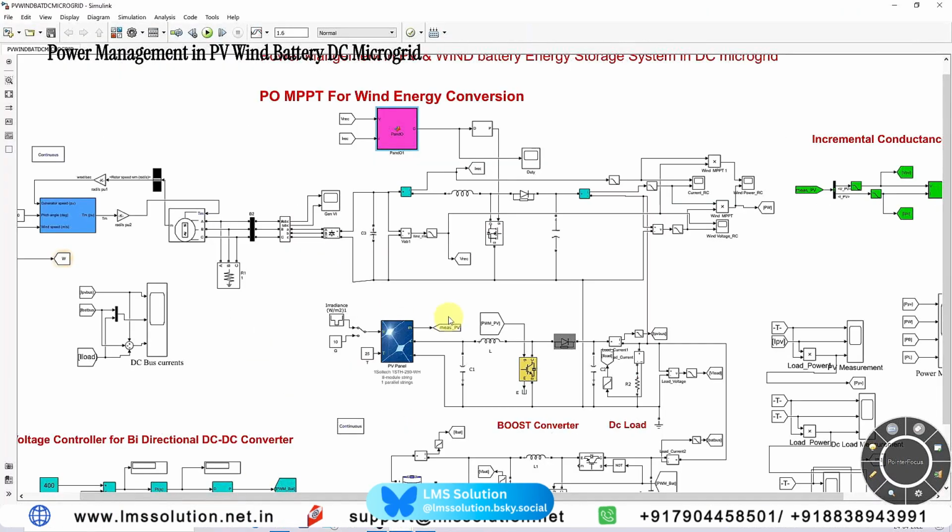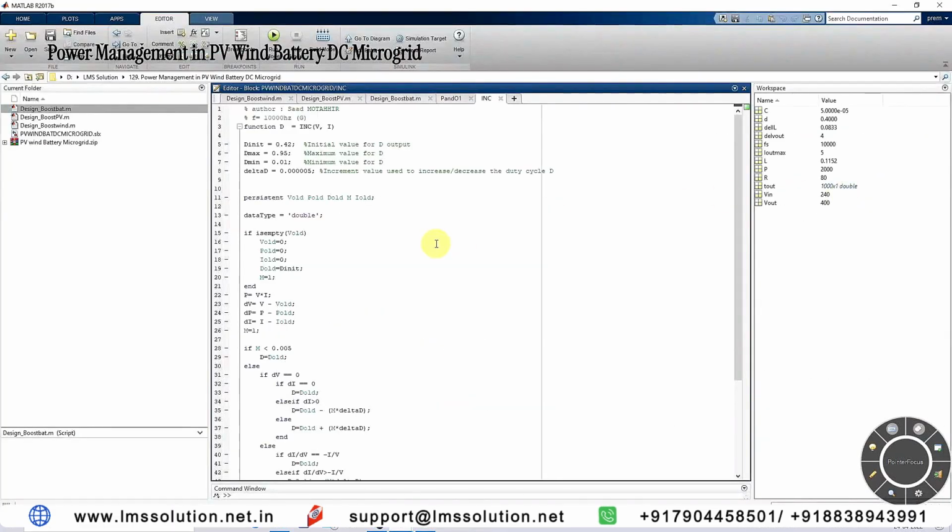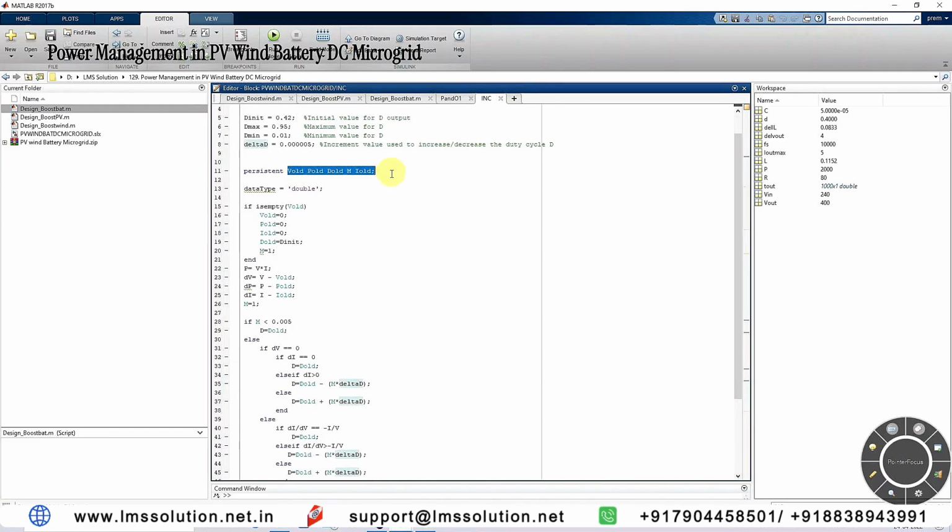Next, this boost converter will be controlled by the incremental conductance algorithm. Here we are measuring the PV voltage and current. Based upon the PV voltage and current, we have to change the duty cycle. This is the equation for that algorithm, the incremental conductance MPPT. Here also we need to fix the different values, that means the initial duty cycle, maximum duty cycle, minimum duty cycle, and the small change in duty cycle. And here we have to fix the initial values, that means the previous instant parameters V old, P old, I old.